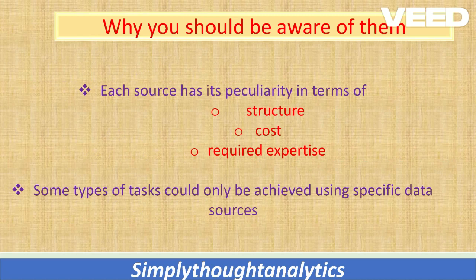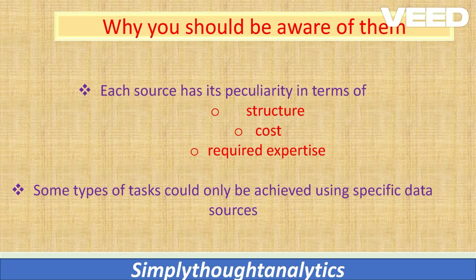Why should we as data professionals be aware of these different concepts? It is important because each of them has its own peculiarity in terms of structure, that is the kind of infrastructure you are going to be using for them, their cost, the required expertise, and even their usage. If you are working for a very small company, you wouldn't want to design infrastructure for a data stream. It's going to be useless for the organization.